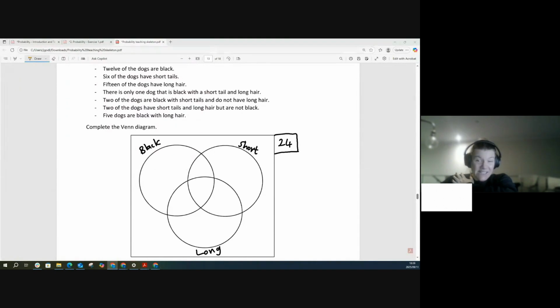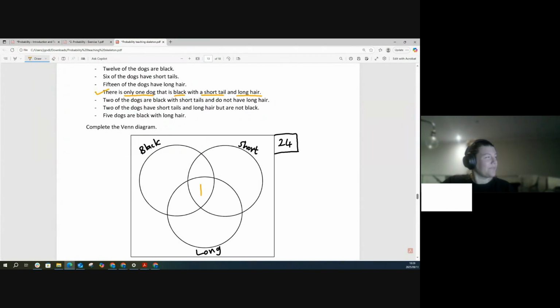The easiest way to go about Venn diagrams is to see if you can work from the middle and work your way out. You don't have to do it that way, but that is the easiest way. So if we can find one that has everything, that's generally the one that we want to look at. This says that there's only one dog that is black with a short tail and long hair. So we know that we've got one right in the middle because that's all of the different categories.